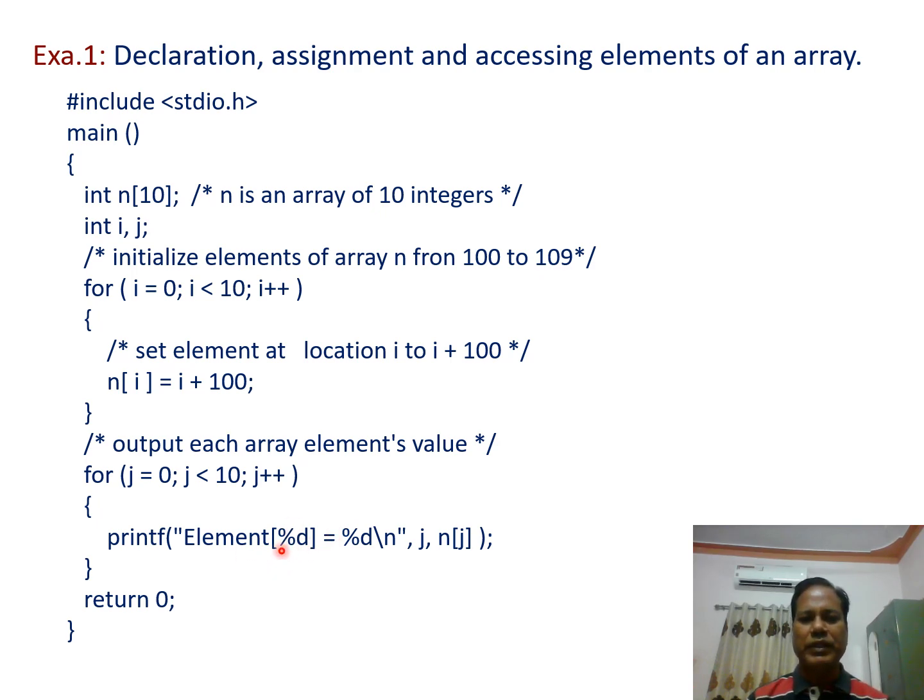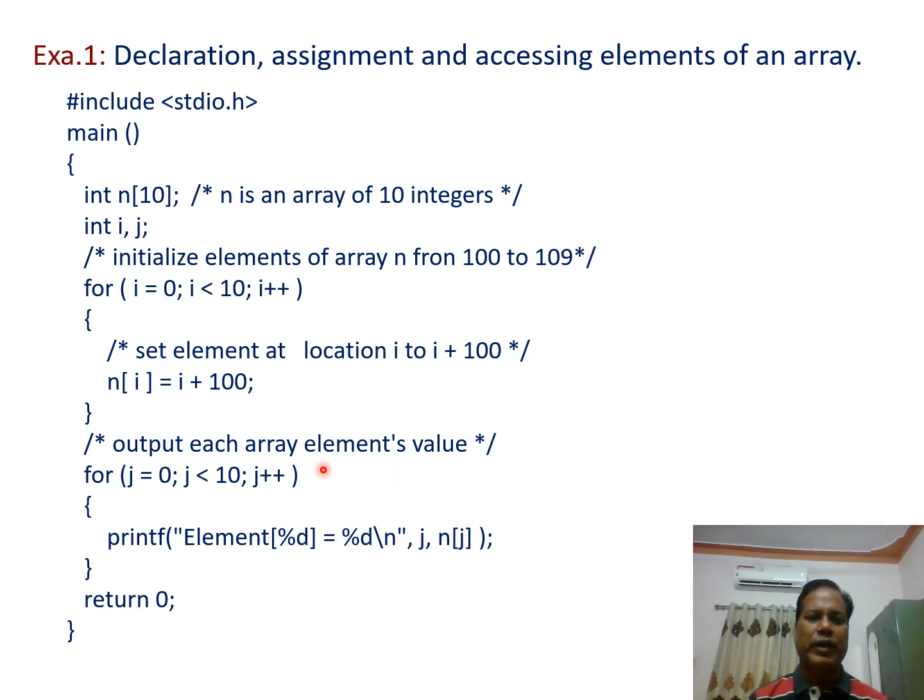Whenever these control strings like %d come, the compiler searches for the variable value, that is 0. So "element 0 equals", and again %d is there, so the compiler goes for the second variable value, n[0]. This is the first element of the array n that is printed at this point. After printing the first element, there is a \n. This escape sequence character brings the cursor to the beginning of the next row.